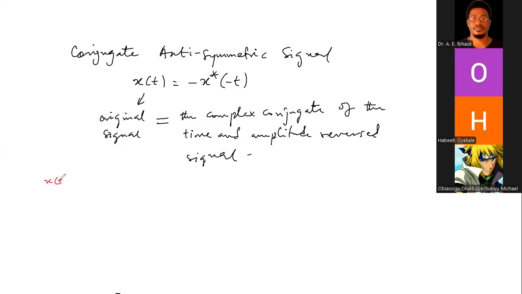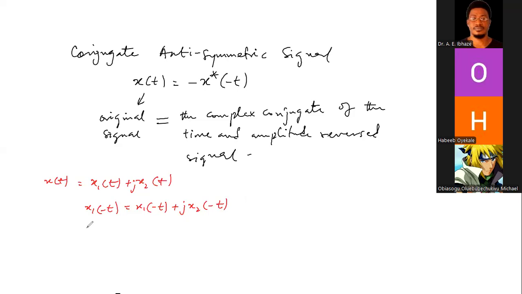say S of t is the same as S1 of t plus j S2 of t. So the first thing we want to do is to perform time reversal. So that'll be S of minus t, which is the same as S1 of minus t plus j S2 of minus t, right? So we have performed time reversal here. Then afterwards, we now perform the conjugate of this.